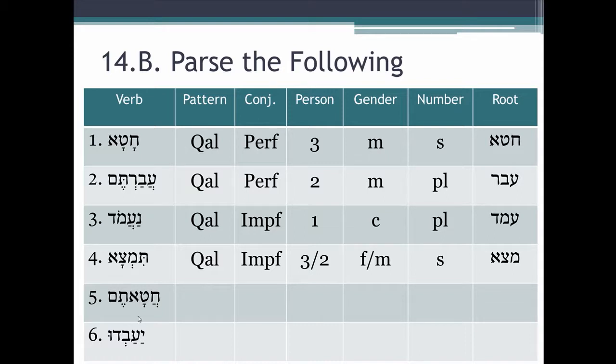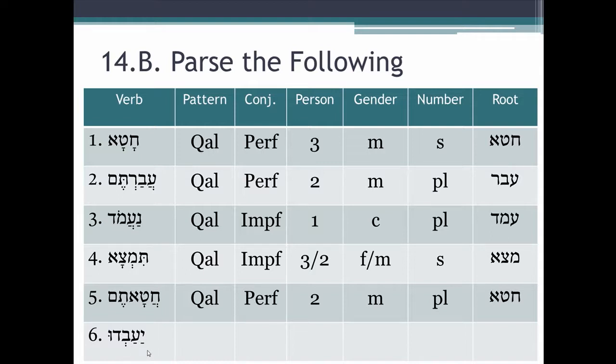Number 5, katavtem. Does it have a prefix? No, it does not. Our lemma is katav, so we know this is a perfect, and the tem again telegraphs second masculine plural.